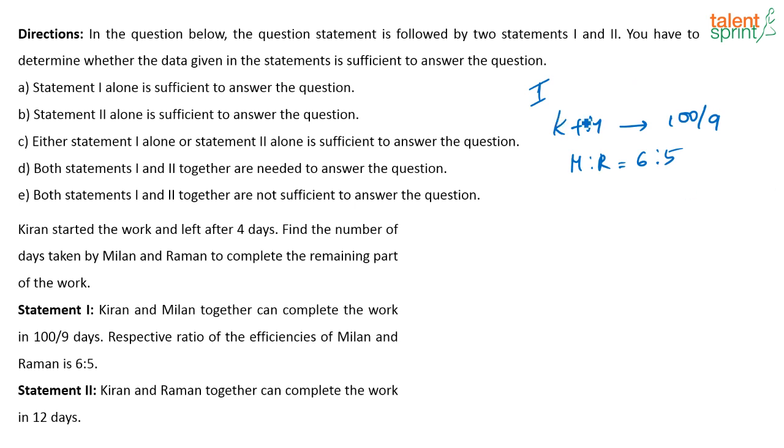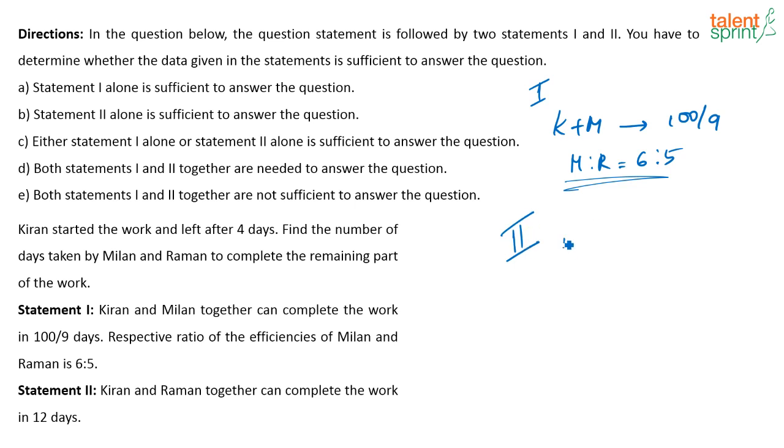No. Right, see here I know that Kiran and Milan put together are completing the work in 100 by 9 days. Even if they had given the ratio of efficiencies between Kiran and Milan, maybe I could have found out how many days Kiran will take alone to complete the work and how many days Milan will take alone. But here they are giving the efficiencies of Milan and Raman together. So using this information I cannot get the answer for the question. Look at the second statement.